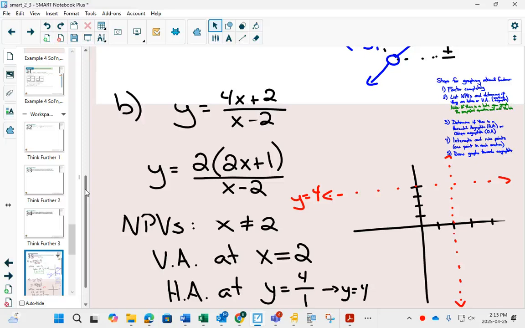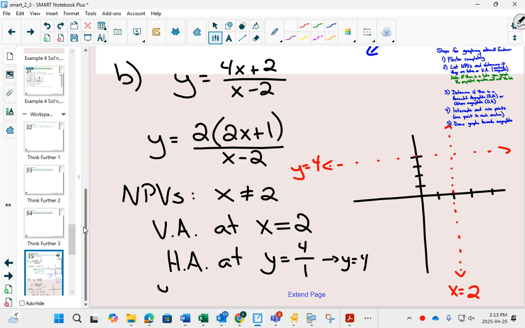Step 4. Draw all of your intercepts. I always start with the y-intercept because it's the easiest. The y-intercept you can find by looking at your original equation and plugging in 0 for x. Can you see if you plug in 0 for x, you would get a 2 in your numerator and a negative 2 in your denominator. So my y-intercept, 2 divided by negative 2 is a negative 1. I'm going to have a y-intercept at negative 1. Draw a dot there. 0, negative 1. Perfect.